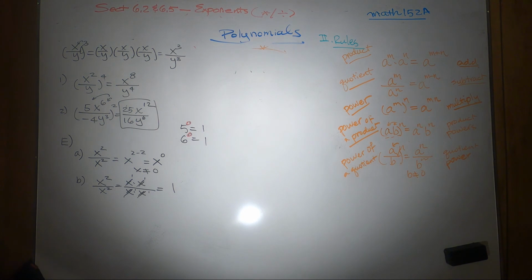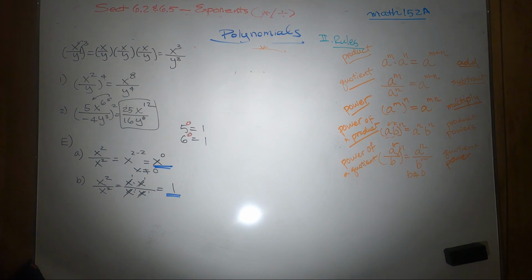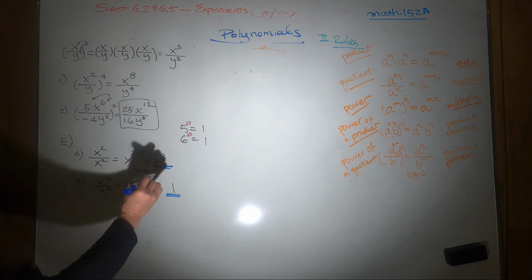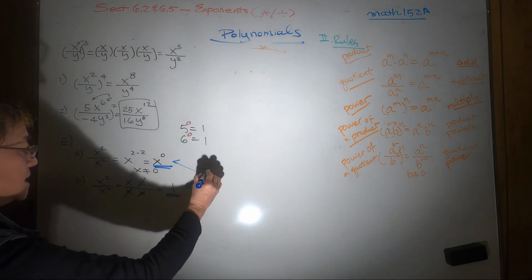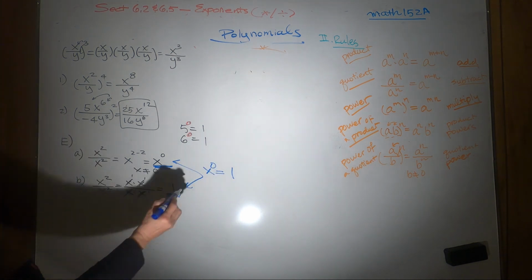right? And the answers look different. One is x to the 0 power, one is 1. But for math, same question, can we have 2 different answers? No, we don't do that, right? So it means these 2 things should be the same. So that's what it's saying.